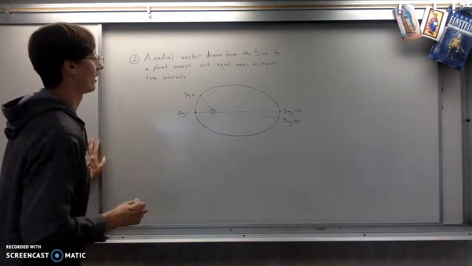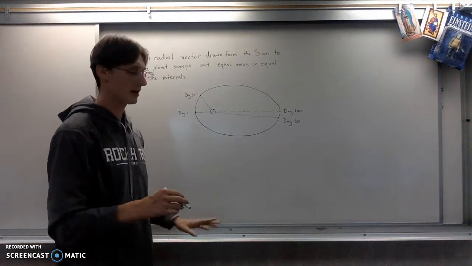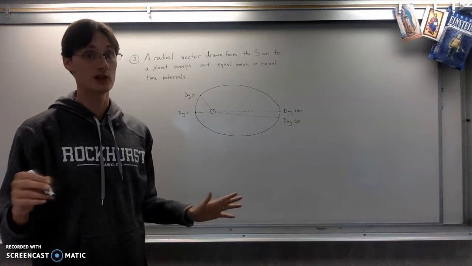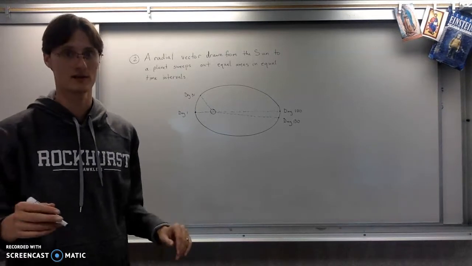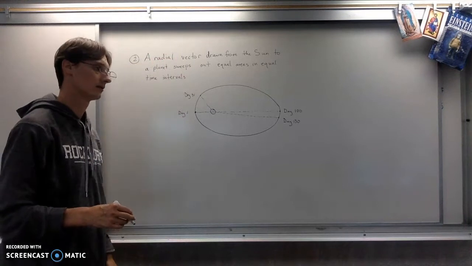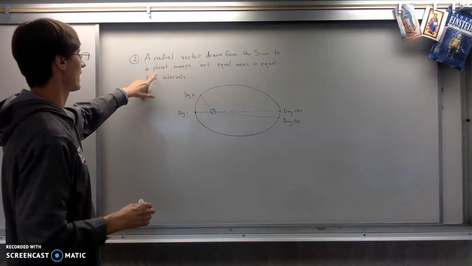Kepler's second law. Kepler's second law is super wordy, so I wrote it down just the way he would have said it, and then we'll visually explain what it means, and then I'll tell you what it really means. Okay, so he says a radial vector, drawn from the sun to a planet.